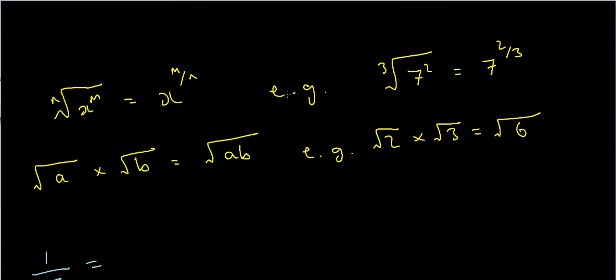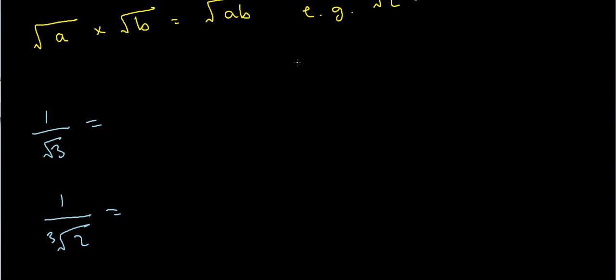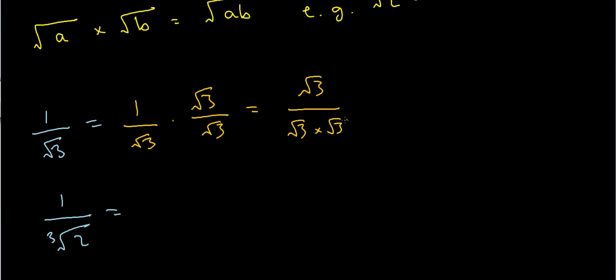So let's look at our first example. We've got to rationalize the denominator of 1 over root 3. We have to make this lower number rational. So to do that, I'm going to multiply the top and the bottom by root 3. So 1 over root 3 is the same as 1 over root 3 times root 3 over root 3. I'm allowed to do this because I'm multiplying the top and the bottom by the same thing. So 1 times root 3 is just root 3, and on the bottom I've got root 3 times root 3, which is just 3. So I've got root 3 over 3. So that's how I rationalize the denominator of 1 over root 3.